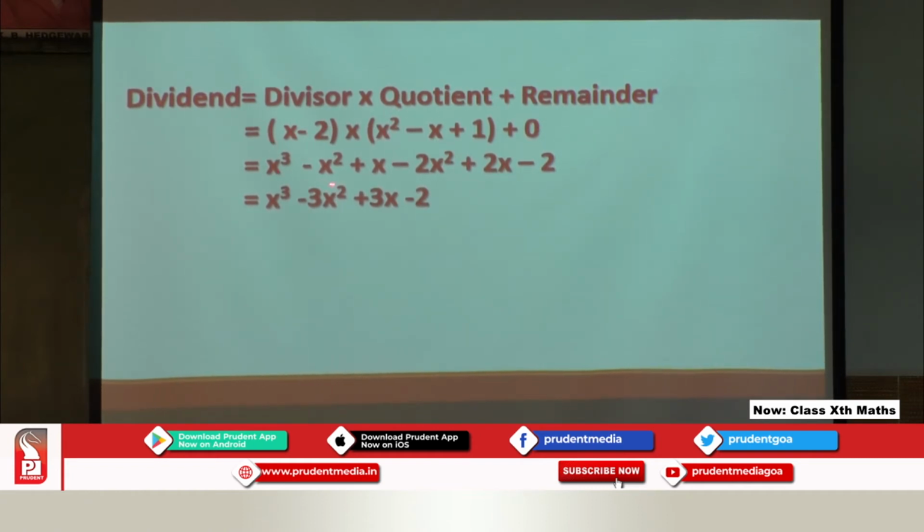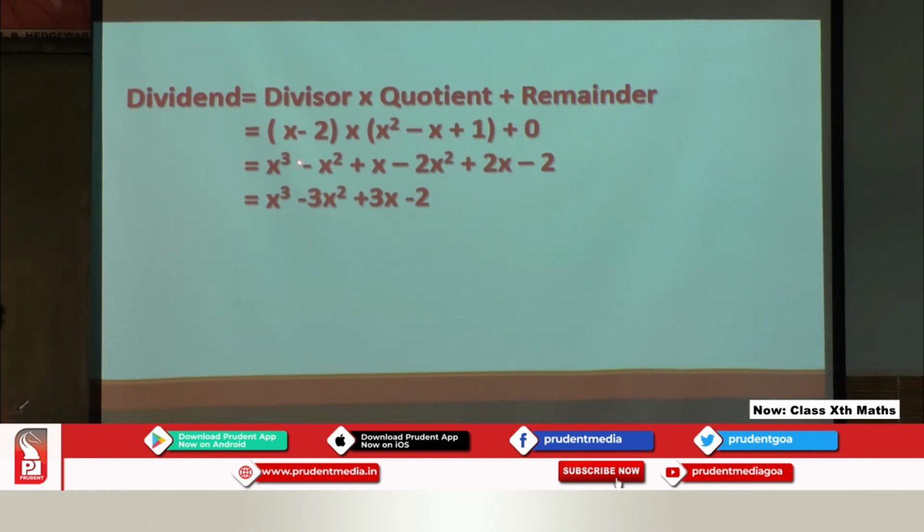So x into x square, that is x cube, x into minus x, that is minus x square, and x into 1 is x. The first term of this we should multiply by the entire term. Now the second term we should multiply by the entire term.